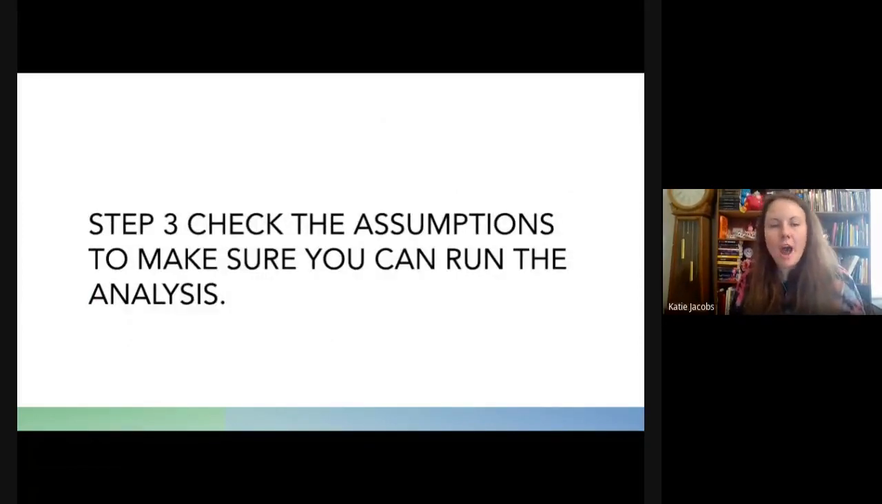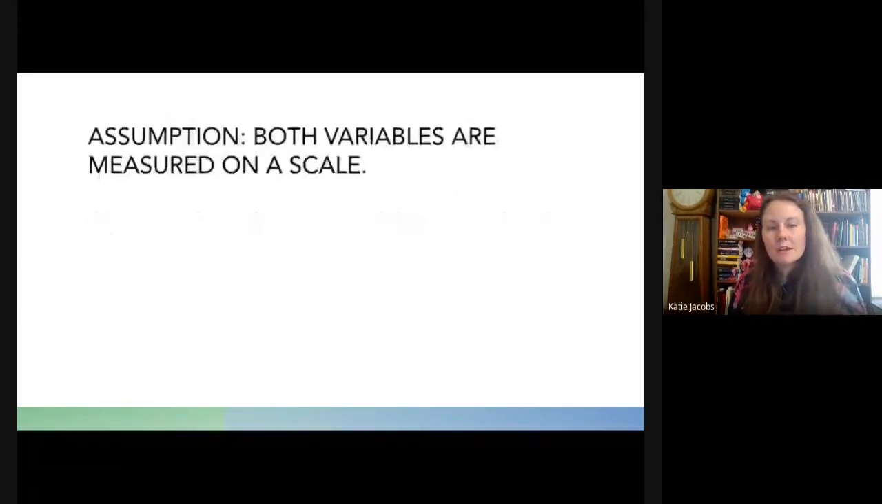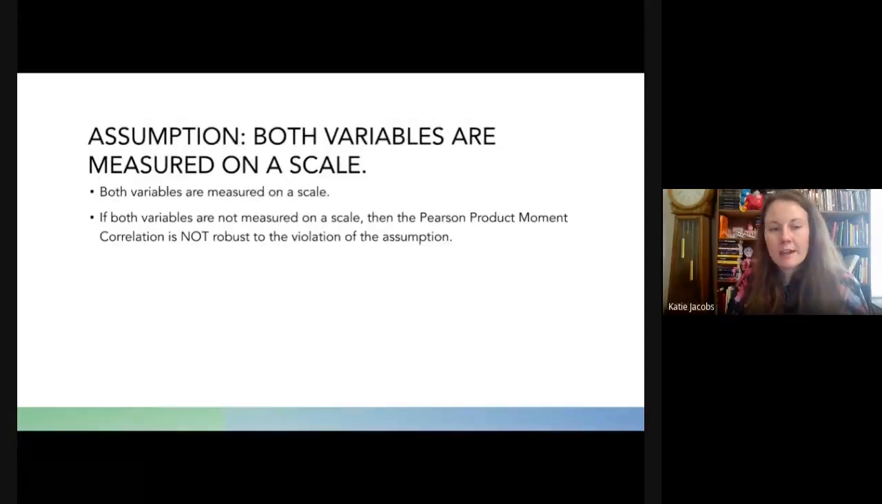Step 3, then, we're going to move on and check the assumptions to make sure that we can run this analysis, okay? So our first assumption that we're going to check is that both of our variables are measured on a scale, okay? Very first thing. If both variables are not measured on a scale, then we cannot do the Pearson product moment correlation. The Pearson product moment correlation is not robust to the violation of this assumption. This is a deal breaker. So you have to have both variables measured on a scale, or you have to do something else.